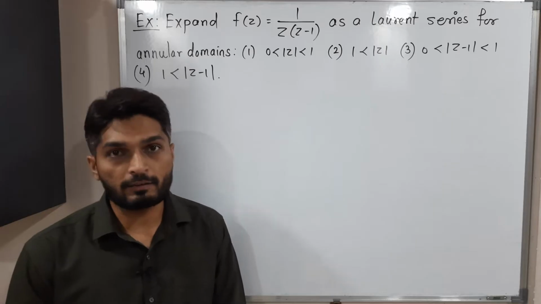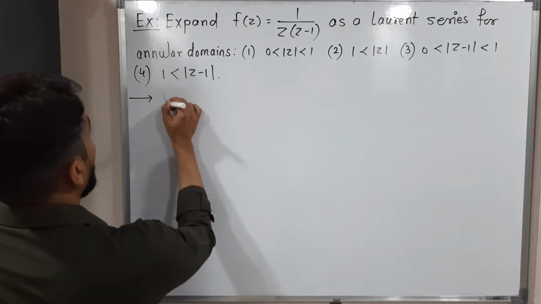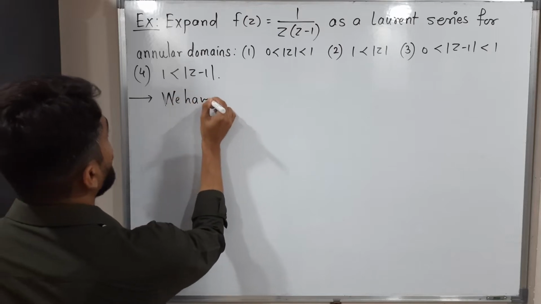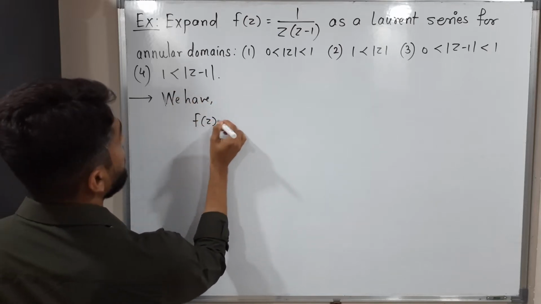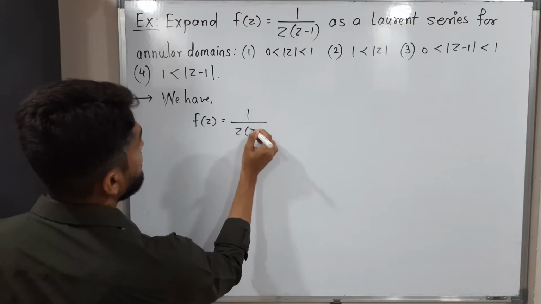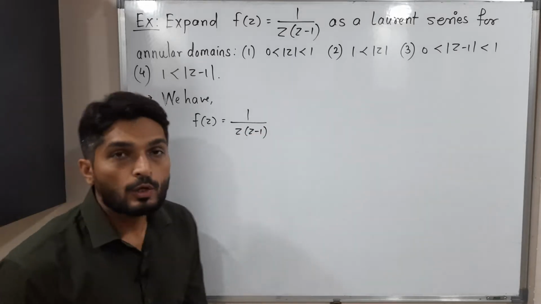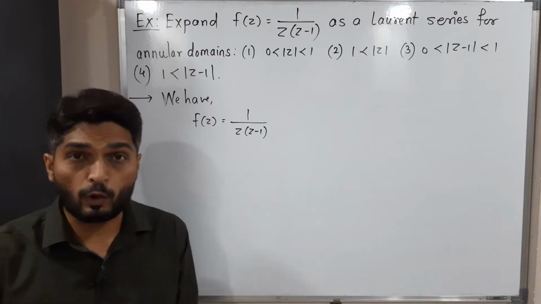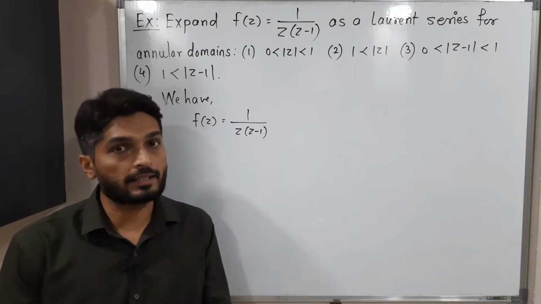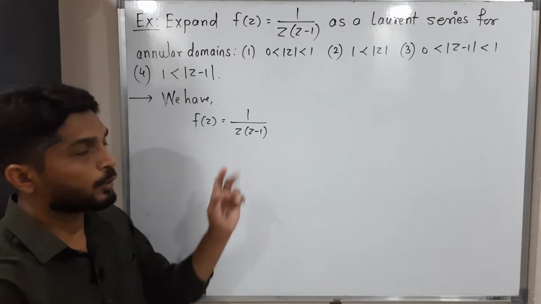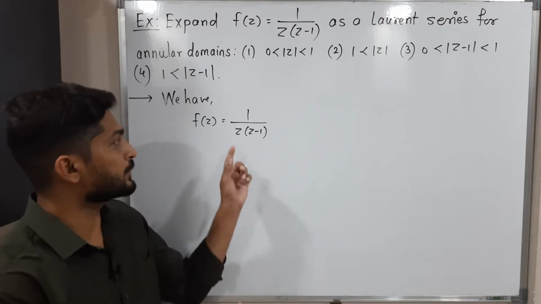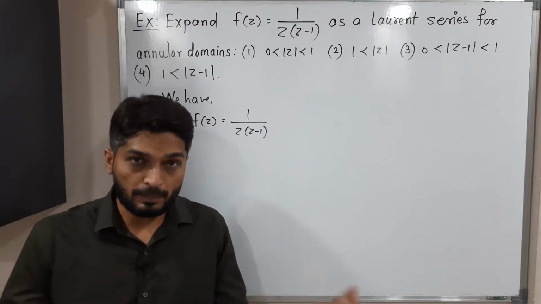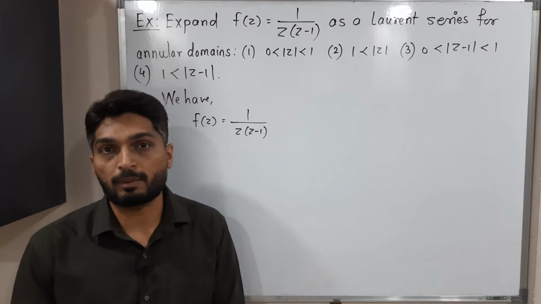So let us write the given function first. What is the function we have? F of z is equal to 1 upon z into z minus 1. So what is our first task? Whatever the function we have, if you have a denominator, we will find its factors. Fortunately, they have expressed it as a product of two brackets or two functions, z and z minus 1. We will try to make them separate, so it will be easy to find its power series.